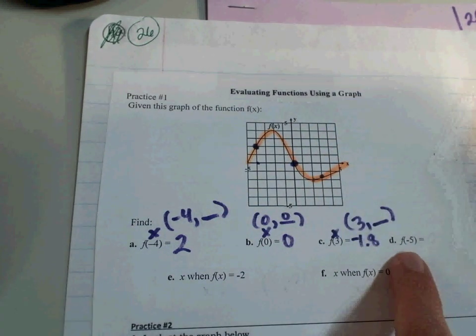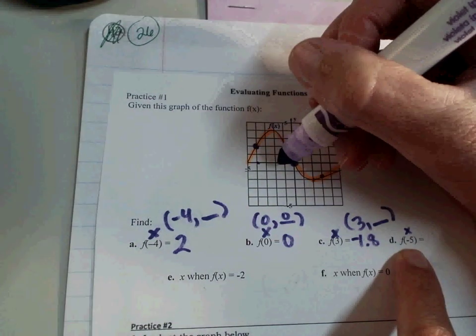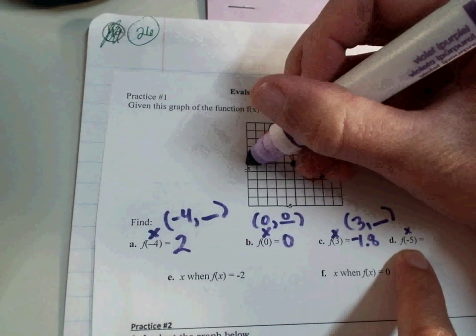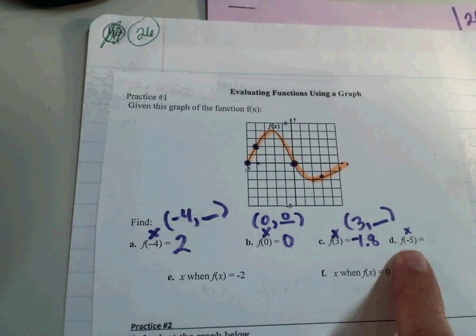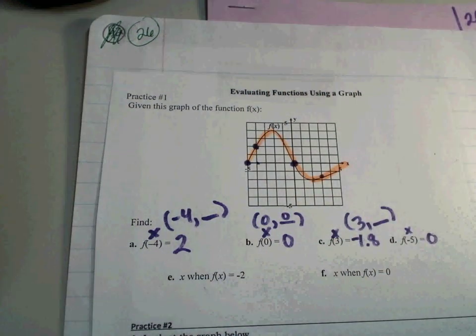F of -5, remember that's your x as -5, 1, 2, 3, 4, 5. And we're on the orange graph, and that ordered pair is -5, 0. So your answer there is 0.